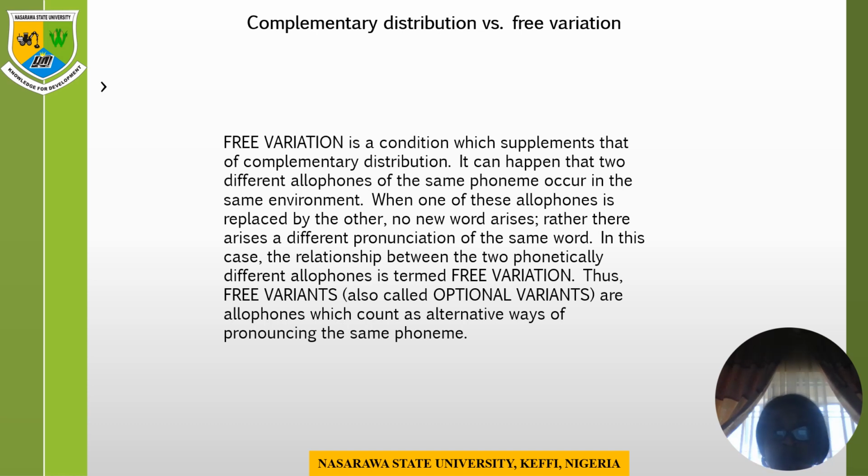What do we mean by free variation? Free variation is a condition which supplements that of complementary distribution. It can happen that two different allophones of the same phoneme occur in the same environment. When one of these allophones is replaced by the other, no new word arises. Rather, there arises a different pronunciation of the same word. In this case, the relationship between two phonetically different allophones is termed free variation. Thus, free variants, also called optional variants, are allophones which count as alternative ways of pronouncing the same phoneme.